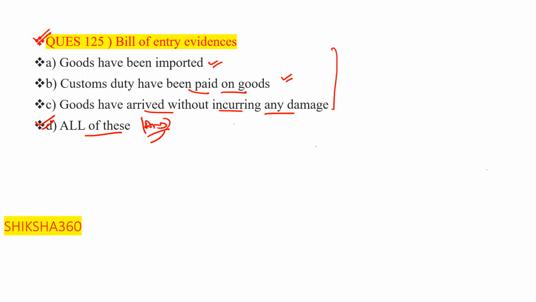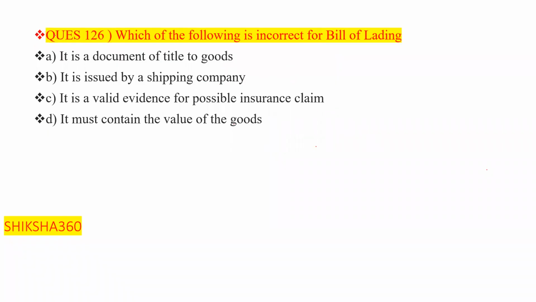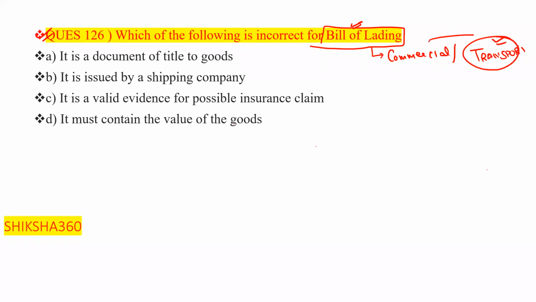I'll move to the next one, question number 126. We discussed the same concept in the previous session, that is bill of lading. It is also one of the documents. Can anyone tell me whether a bill of lading is a commercial document or a transport document? Please remember this: it is a transport document.